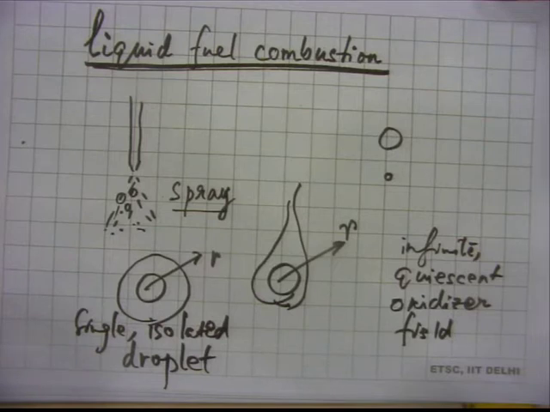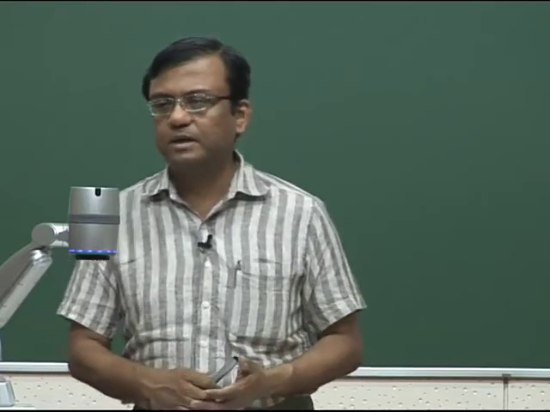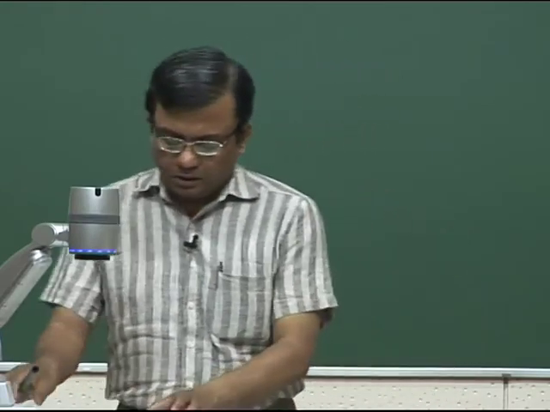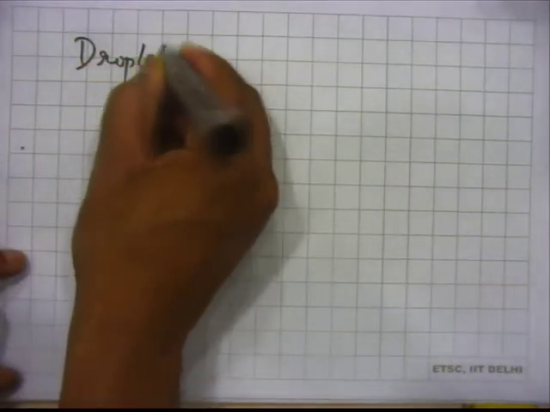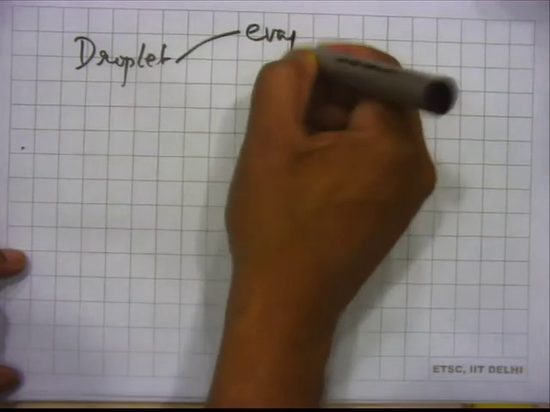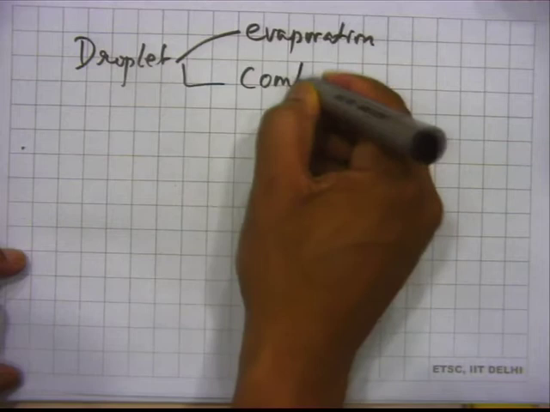Fine. But maybe single isolated droplet is still something which we can study if the spray is kind of dilute, with fewer droplets, and then maybe they are closer to being isolated. Still not isolated, but closer to being isolated. So that is why we are studying a single isolated droplet. And for droplets, we can of course think about an evaporation problem and also a combustion problem.